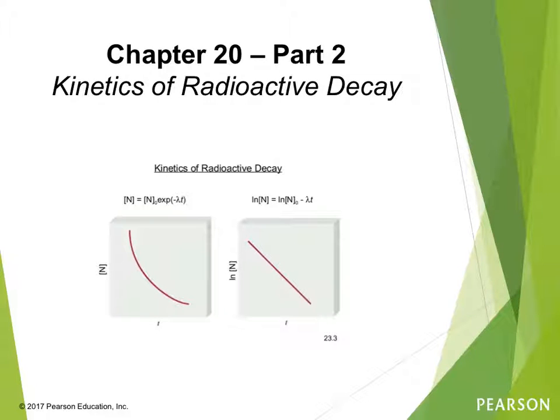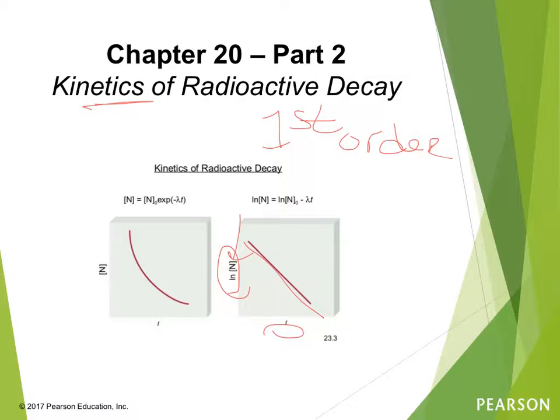This is the second lecture from Chapter 20, and this lecture will focus on the kinetics of radioactive decay. Radioactive decay is always a first-order kinetic process, and that means when you plot the natural log of the quantity of substance you have versus time, you should get a linear relationship.